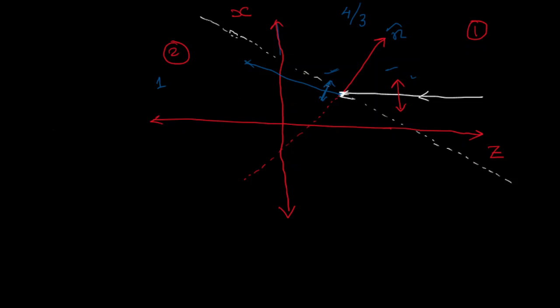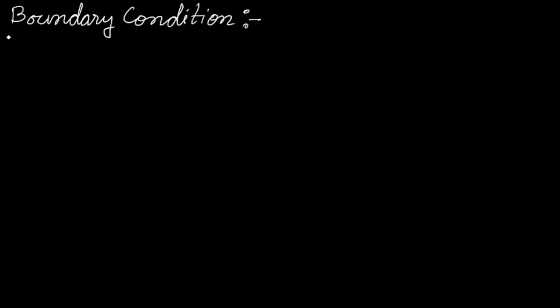To solve this type of problem, first we have to understand the boundary conditions, because we can solve this problem only using boundary conditions. So first we have to understand what the boundary conditions are. Mainly, in this case we have to calculate the electric field orientation on the other side of the interface. So we'll use the boundary conditions of the electric field.